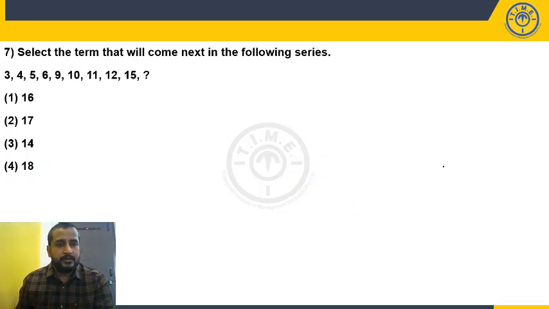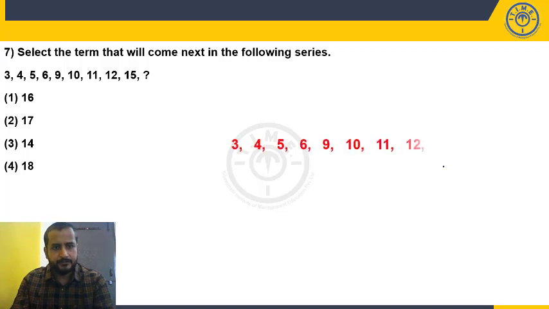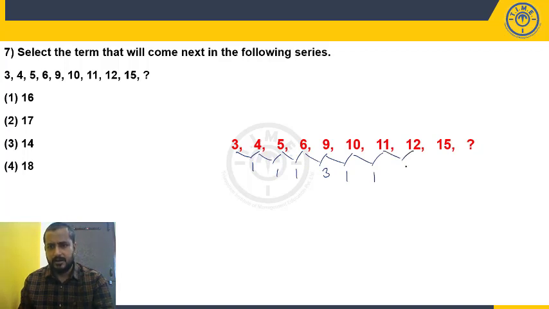Next, select the term that will come in the following series. Let's see. 3, 4, 5, 6, 9, 10, 11, 12, 15. Can you find any pattern? Can you see any pattern? 3, 4, 5, 6, 9, 10. Well, numbers are increasing gradually. Difference 1, difference 1, difference 1, difference 3, difference 1, difference 1, difference 1, difference 3.